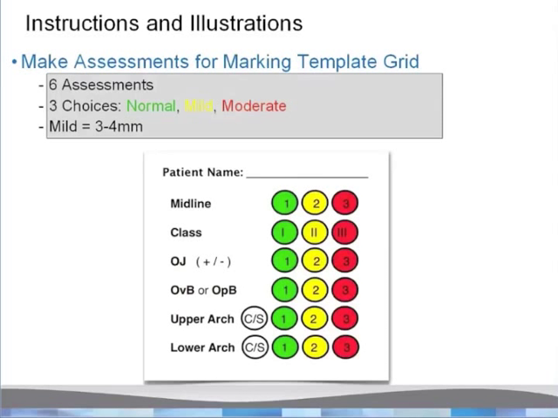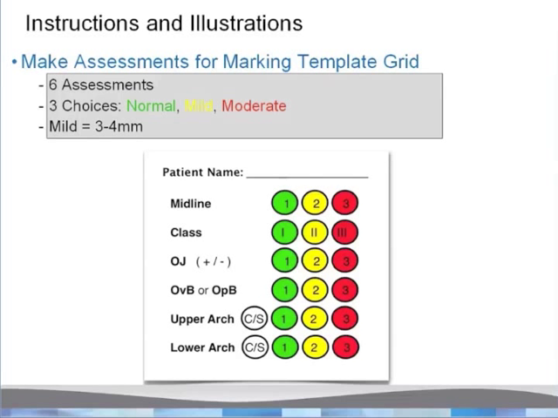So, as I mentioned, we will be using this template grid that you see on your screen with a series of colored dots. You'll be making 6 assessments. And on these 6 different categories, you're going to make 3 choices. And your choice is between normal, mild, or moderate. So all of the normal options are color-coded green. The yellow is mild, and the third choice would be moderate, which are color-coded red.